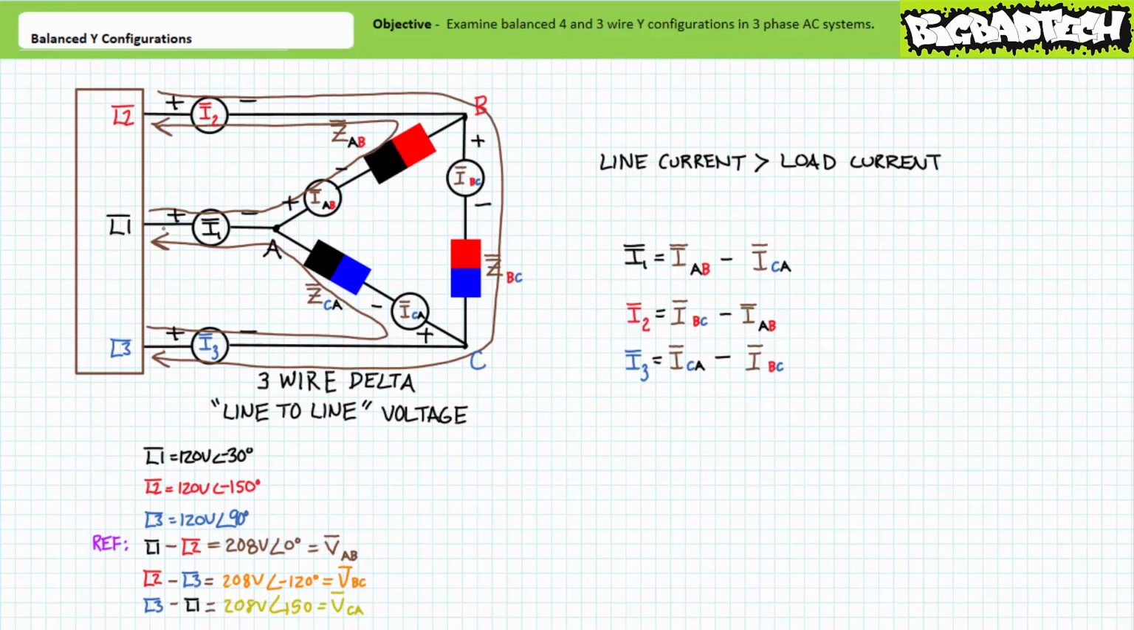It shouldn't be. Despite the subtractive nature of the Kirchoff's current law equation for each node, accounting for phase shift, line current is always greater than load current for delta configurations. We'll examine the specifics of delta-configured loads in later lectures. For now, I just need you to burn these general facts into your long-term memory, because believe me, you'll be seeing them again and again and again.